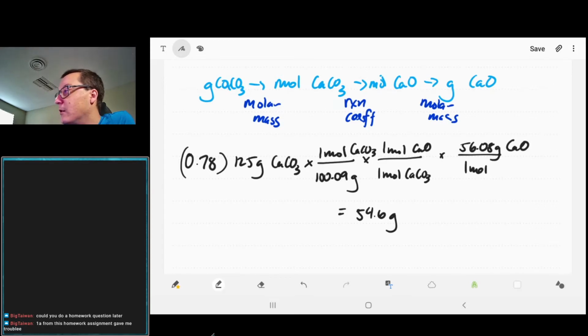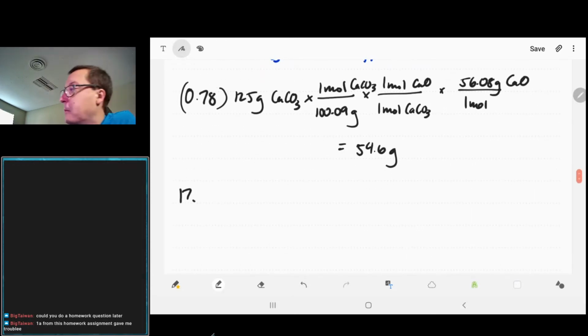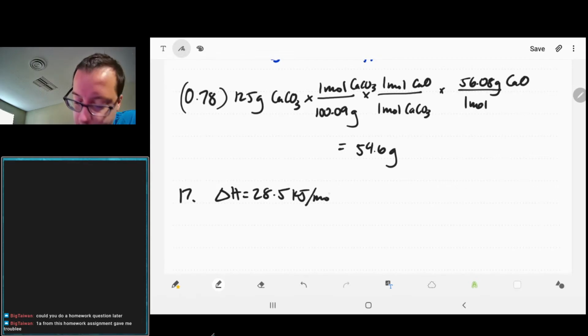Alrighty, so another stoichiometry problem. Alright, we have enthalpy of reaction. Delta H is 28.5 kilojoules per mole. Is it exothermic? And then how much heat is released with moles of water. Alright, so delta H being positive, if it's positive, that means it's endothermic, right?